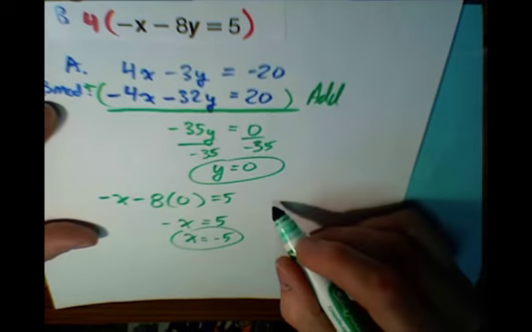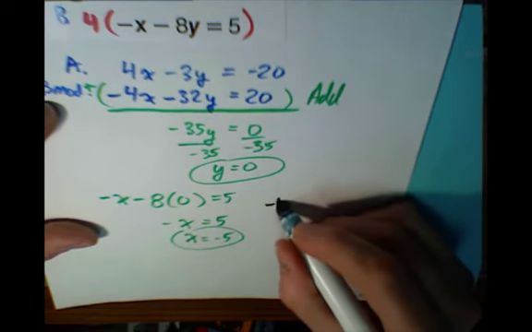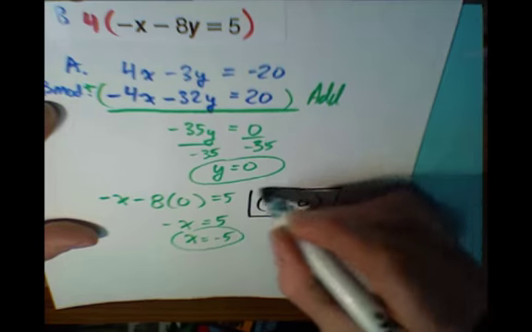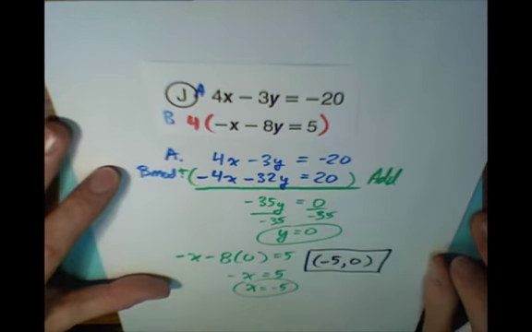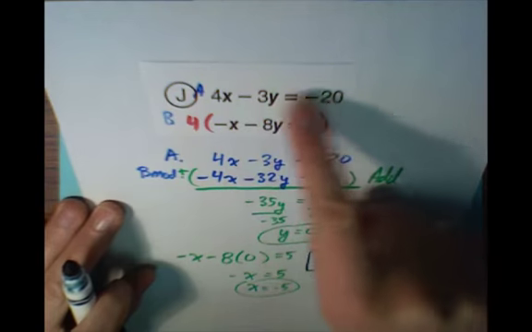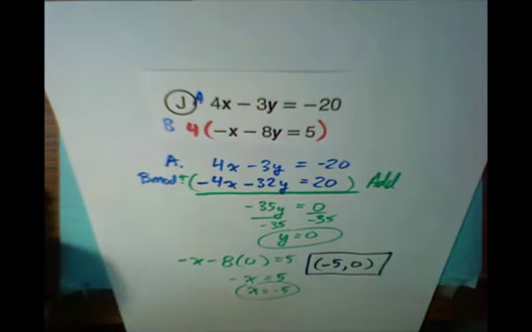And so my final answer is the ordered pair negative 5, comma 0. And I could check that by plugging it back in. In the next video, we're going to solve one where you have to actually multiply both equations by values. So look for that one as well.